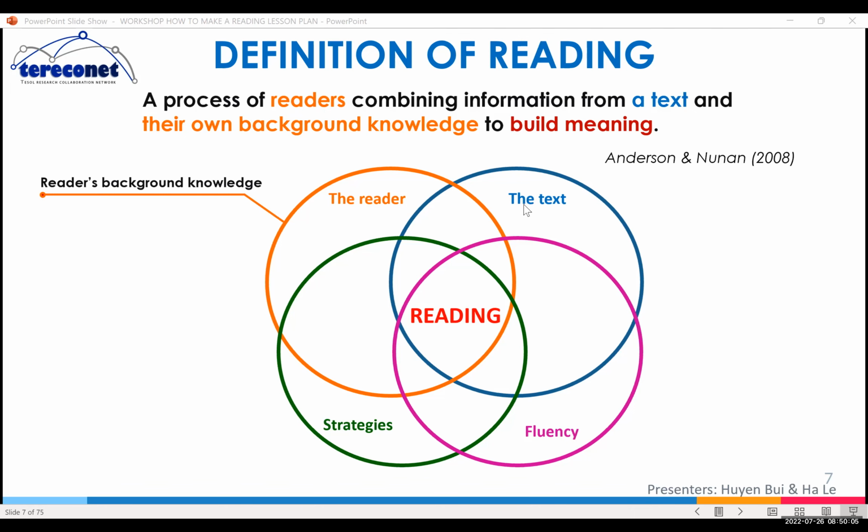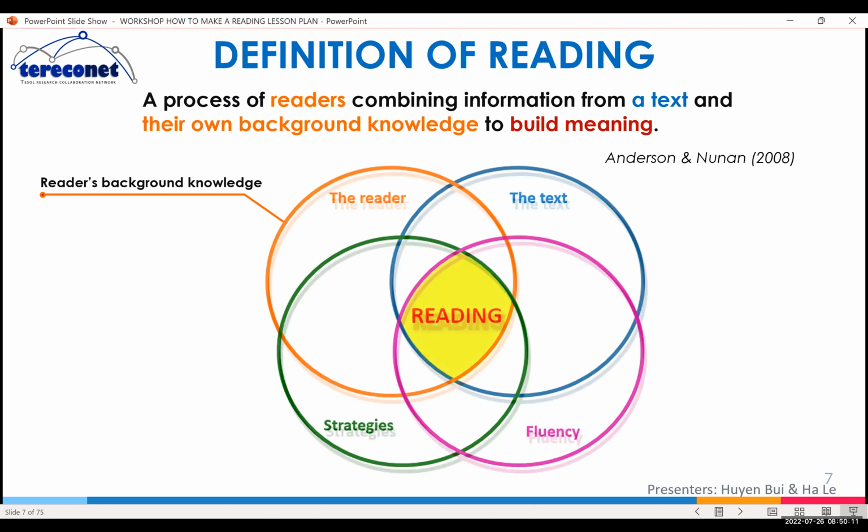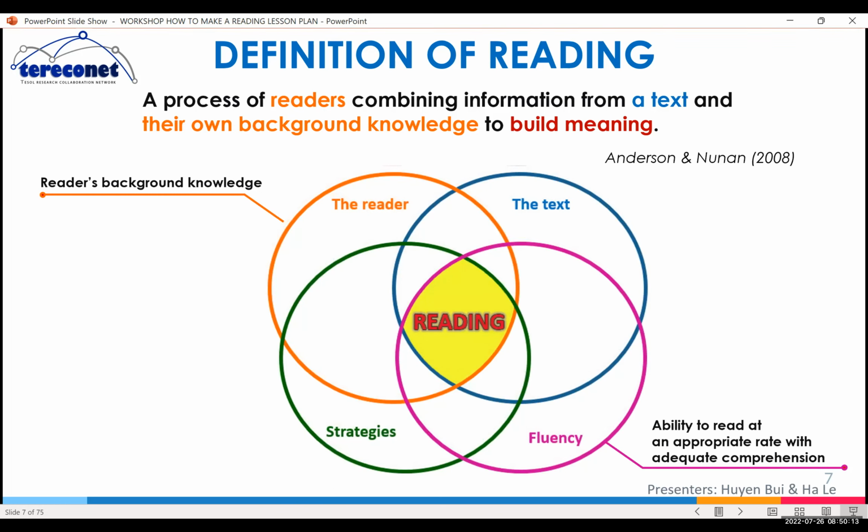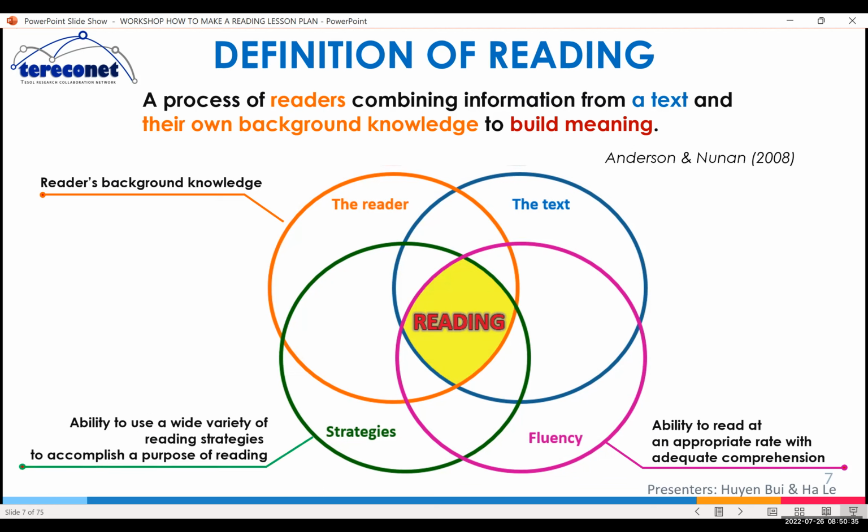Wonderful. So after the ease of reading, we can achieve the ability to read at the appropriate speed, or we say read appropriately with adequate comprehension. That is the ease of understanding. Okay, wonderful. And strategy, all of us know about strategy already. When we read, we need strategy. When we listen, we need strategy. So here they just want to focus on the ability to use not only one strategy, but a wide variety of reading strategies.